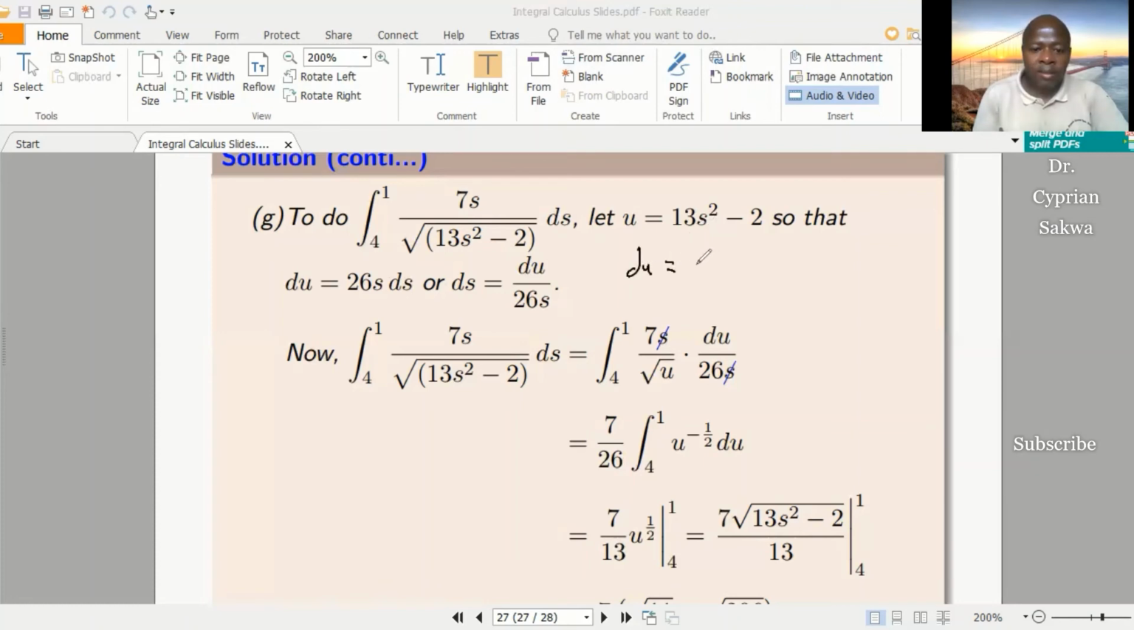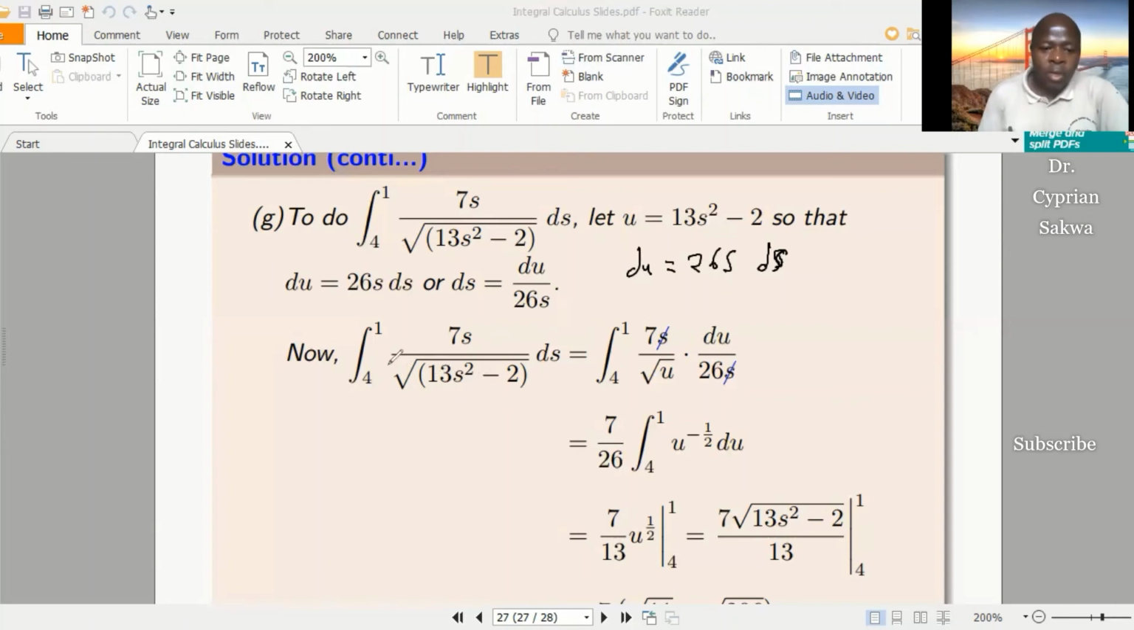and the right side gives me 26s ds. Make s the subject of the formula by dividing both sides by 26s. When you divide both sides by 26s, you find that s ds equals du over 26.